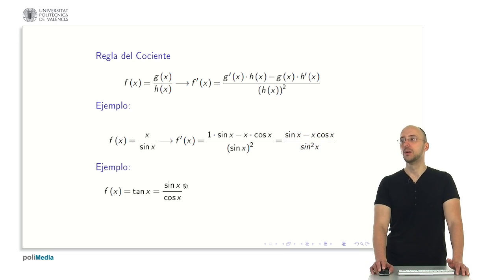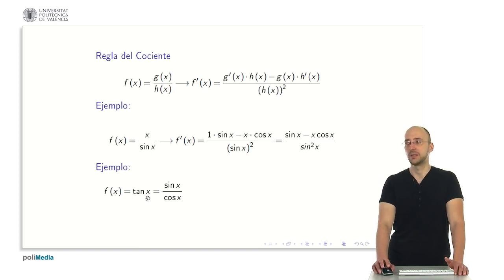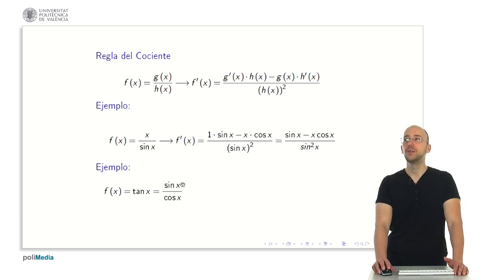Let's examine another example. The tangent of x. You may have thought that it is not a quotient of functions, but in fact it can be viewed as such. By definition, the tangent of x is equal to the sine of x divided by the cosine of x. And here we have the opportunity to deduce the derivative of the tangent of x. How is a quotient differentiated? With this rule. Let's apply it.